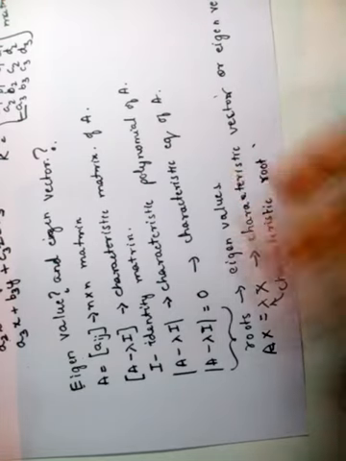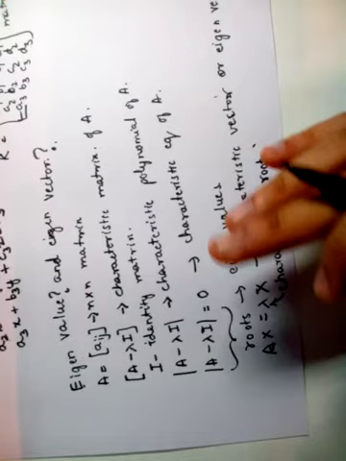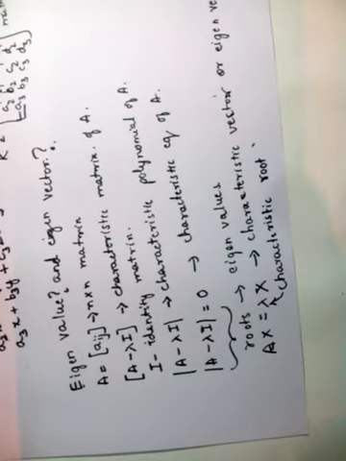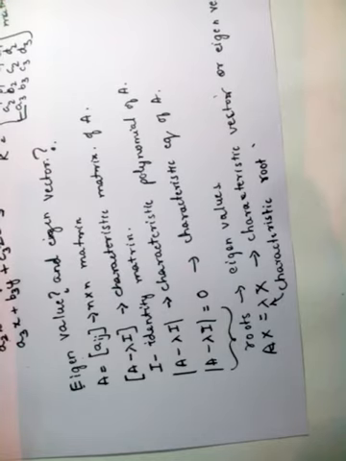The set of eigenvalues of A is called the spectrum of A. Hope you understood what an eigenvalue is and an eigenvector is.